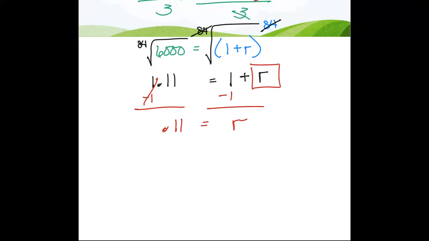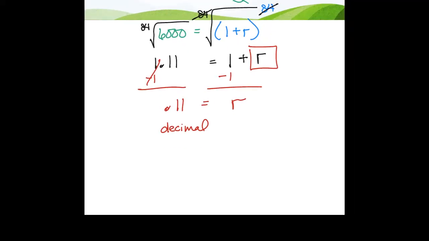That is the decimal form. Wait, 1.1. Yes, but then I subtracted 1 because we want to get r by itself. And how do I change that to a percent? 2 decimals to the right. 2 to the right, which means that this is 11% per month. 11% per month for 84 months.